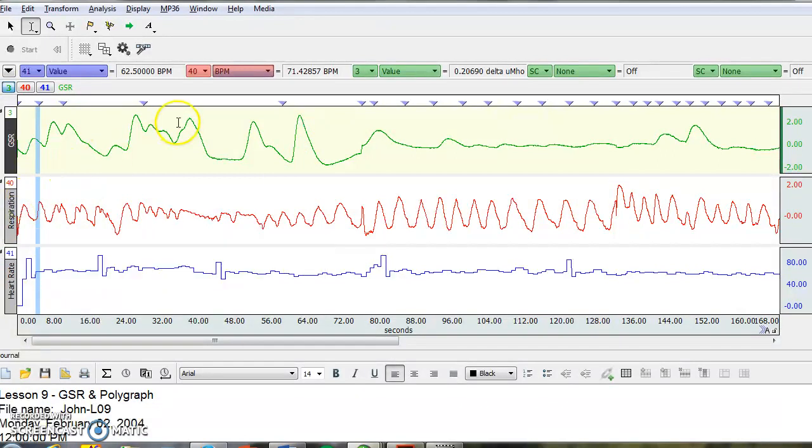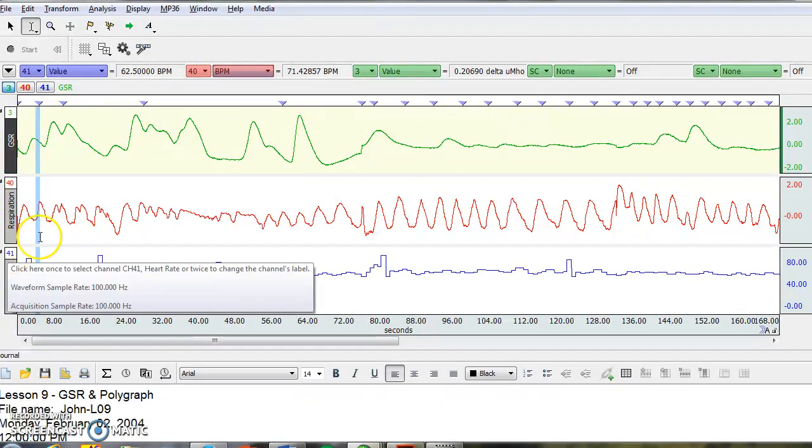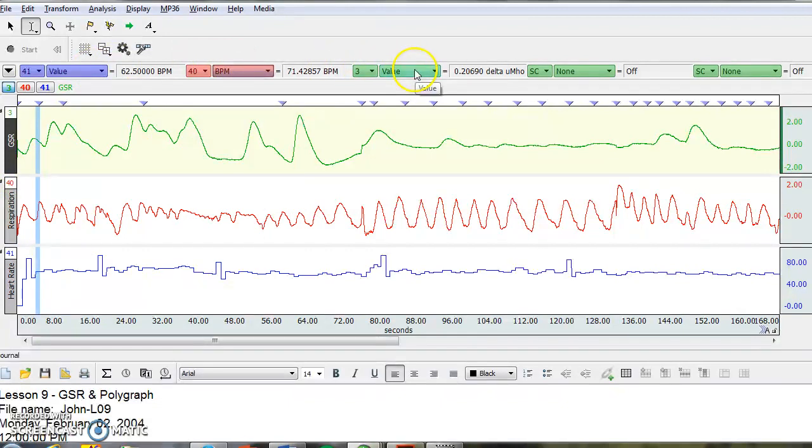Respiratory rate, that is channel 40 here. Breaths per minute is this BPM. And we have heart rate, which is going to be beats per minute. So we have those 3 things that we are going to be looking at. And ideally, all 3 go up when you're nervous. All 3 go down when you're not nervous. So sympathetic response or sympathetic arousal, they should all be going up.